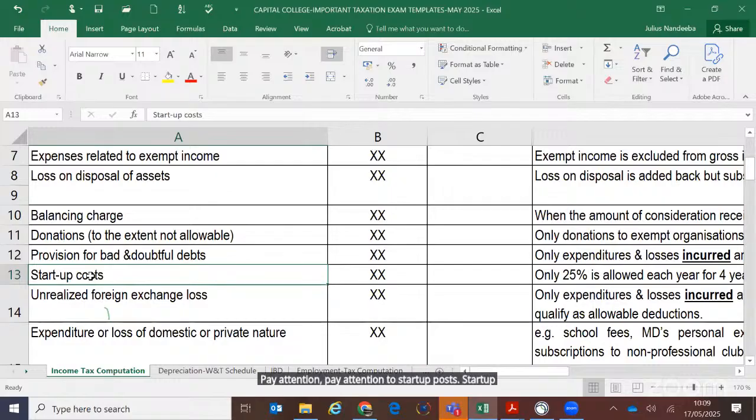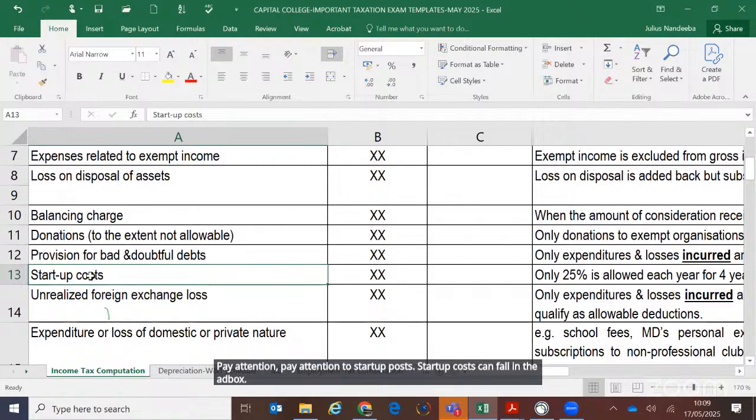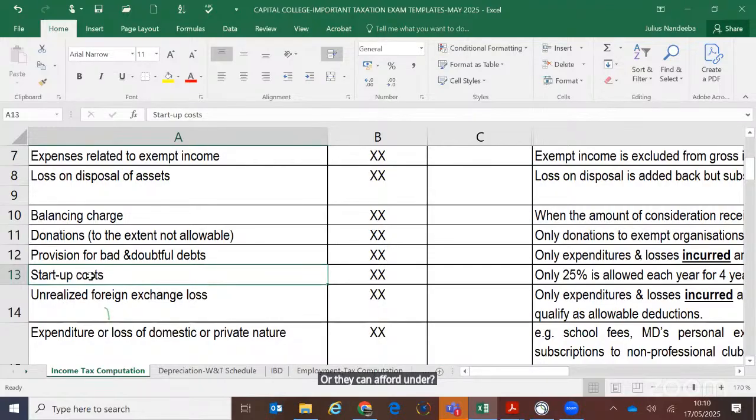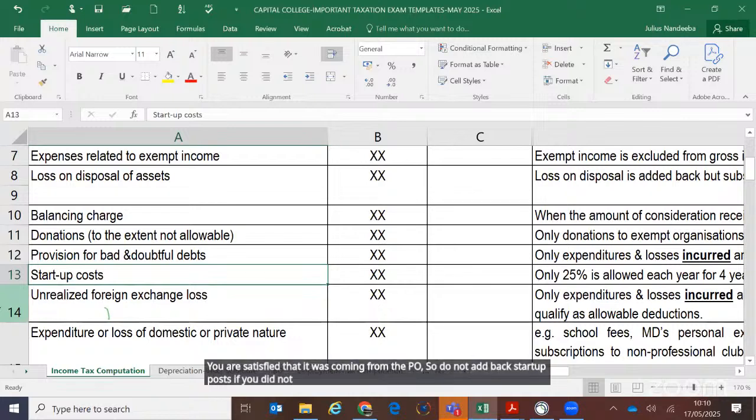Next, if you have not been paying attention, pay attention to startup costs. Startup costs can fall in the add backs or they can fall under allowables. So you must know the circumstances under which they are going to fall under add backs and under which they are going to fall under allowables. I'll start with add backs. We said, first of all, you cannot add back what was never subtracted in the POL. So by the time you put startup costs in the add backs, you must be satisfied that it was coming from the POL. Do not add back startup costs if you did not find it in the POL.